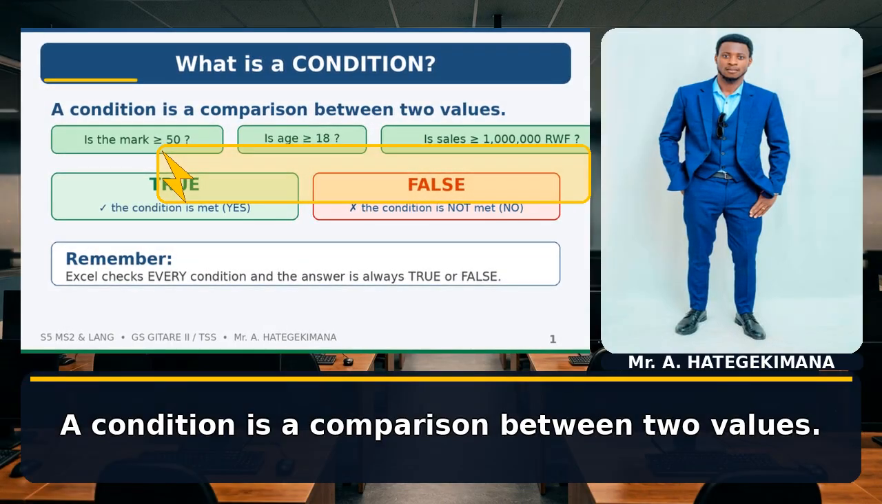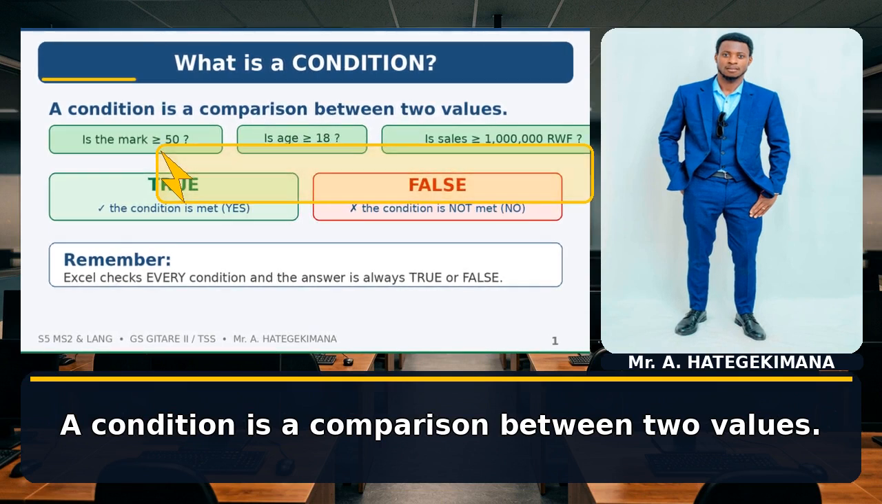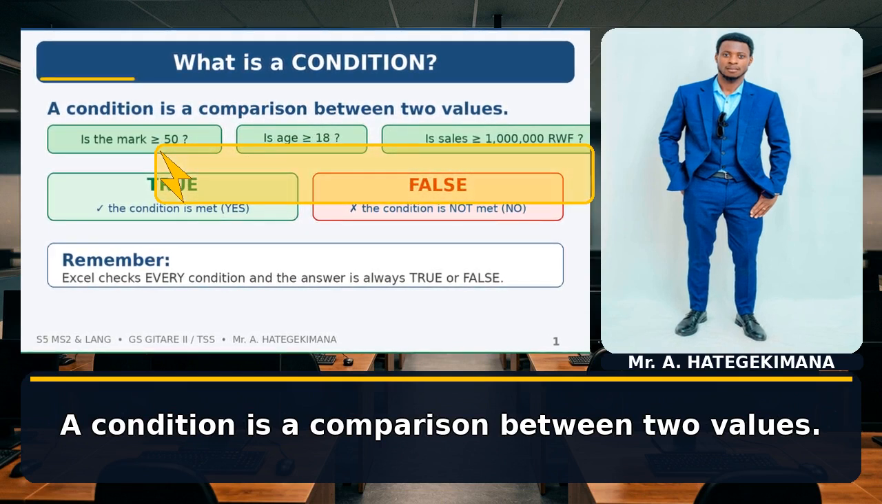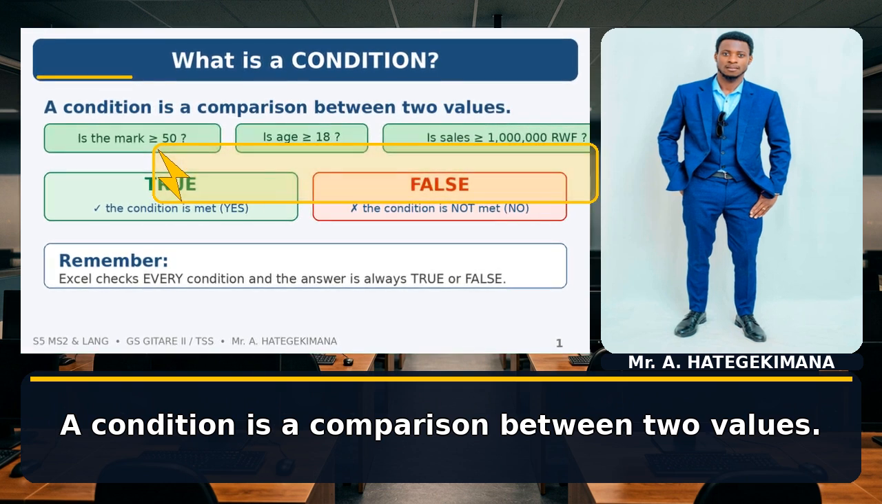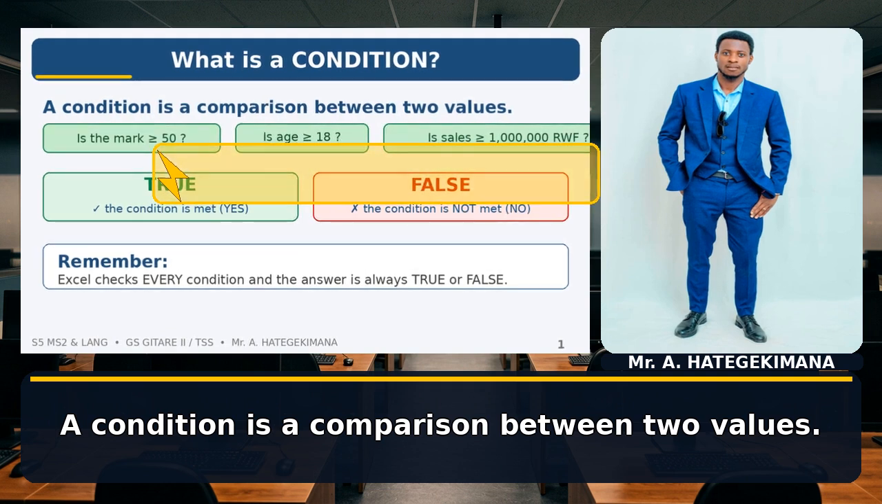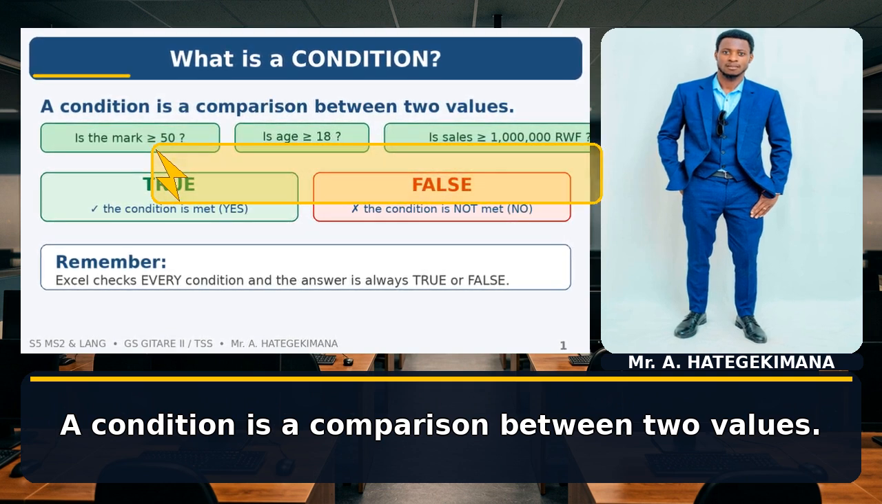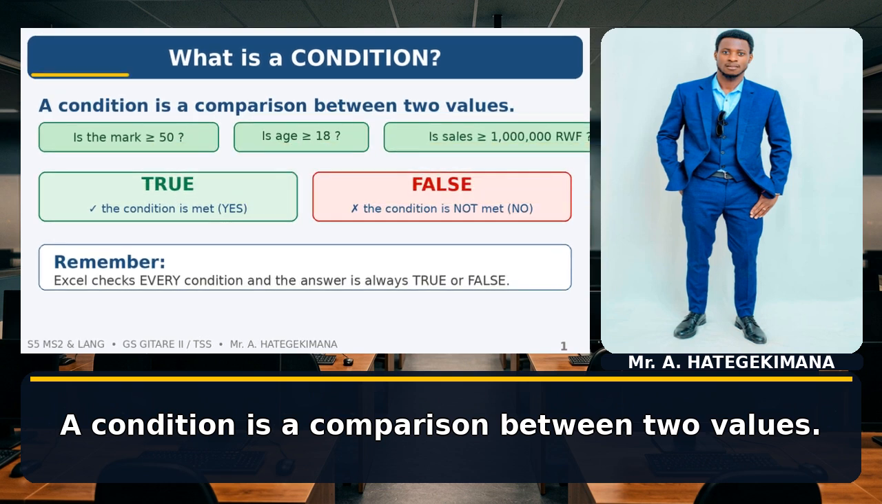Before we write any formula, we must understand one simple idea, a condition. A condition is a comparison between two values. For example, is the mark greater than or equal to 50? This is a condition. In Excel, every condition is either true or false. There is no middle answer.